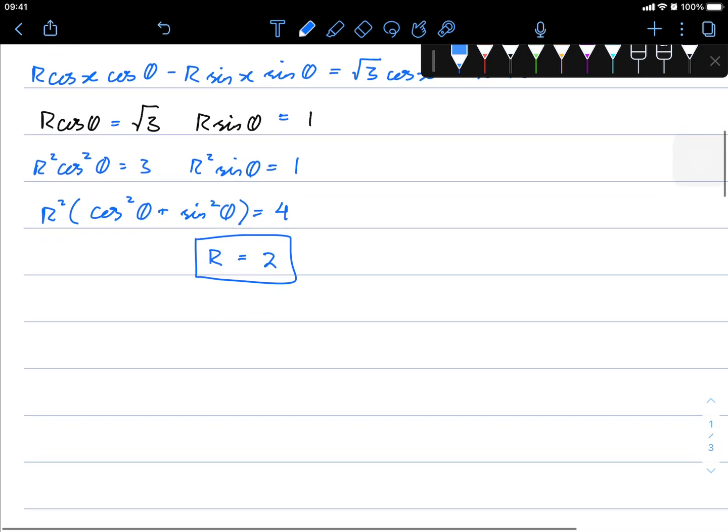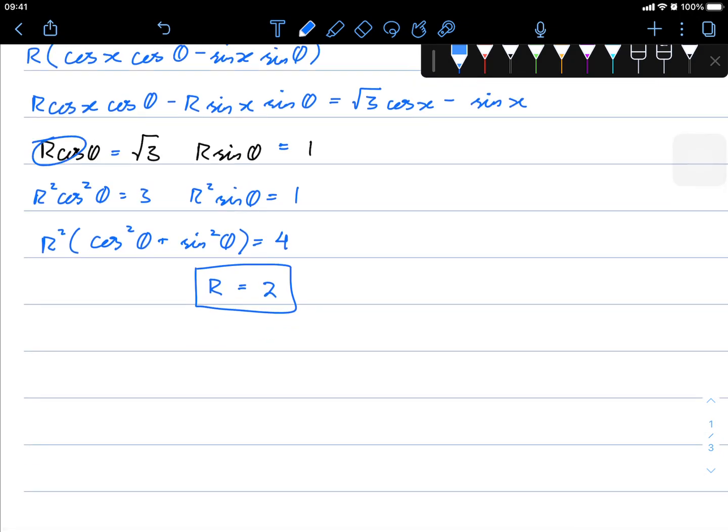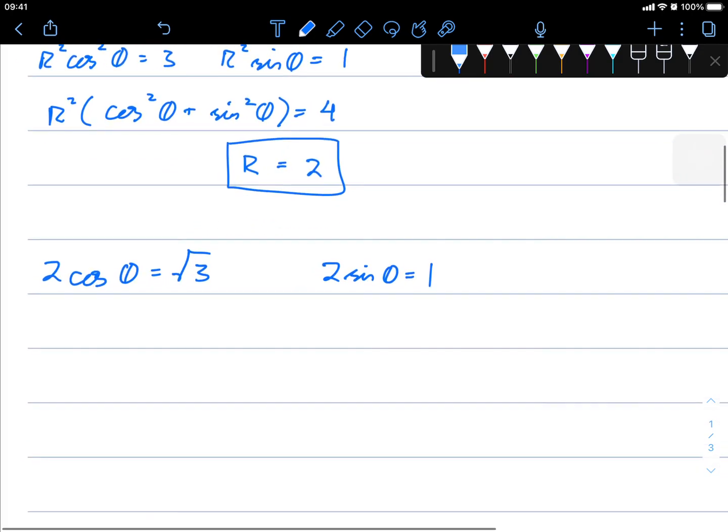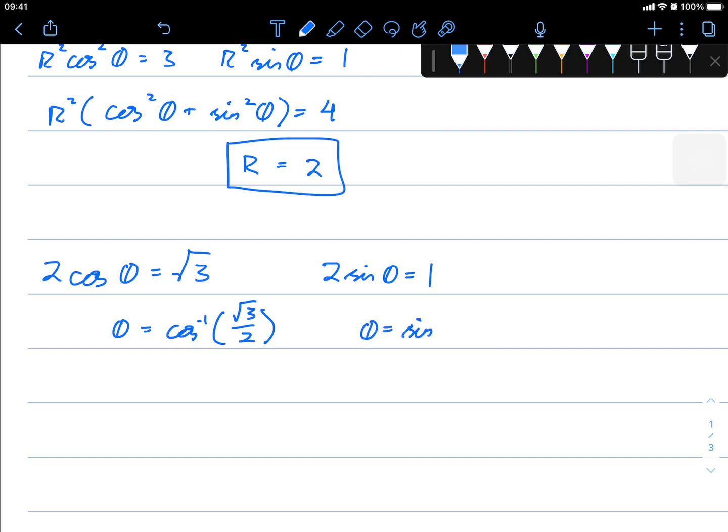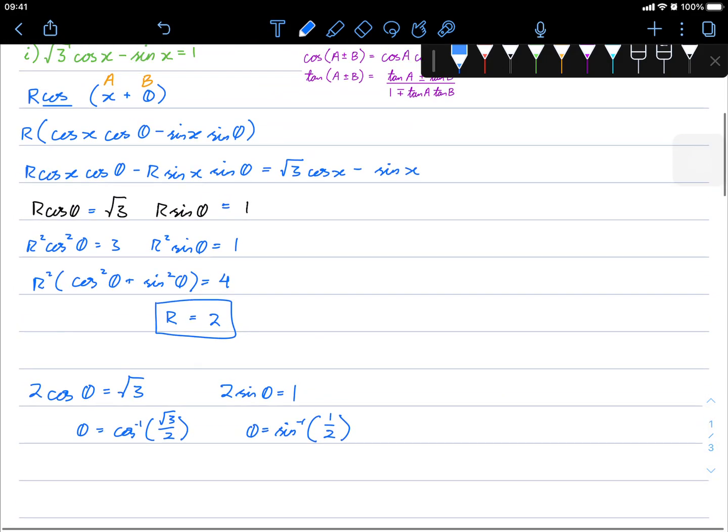Resubstituting this back into our original simultaneous equation, we get 2 cos theta equals root 3, and 2 sine theta equals 1. Solving for both of these, we get theta is inverse cos of root 3 on 2, and this one we get theta equals inverse sine of half. You can check our values for this.